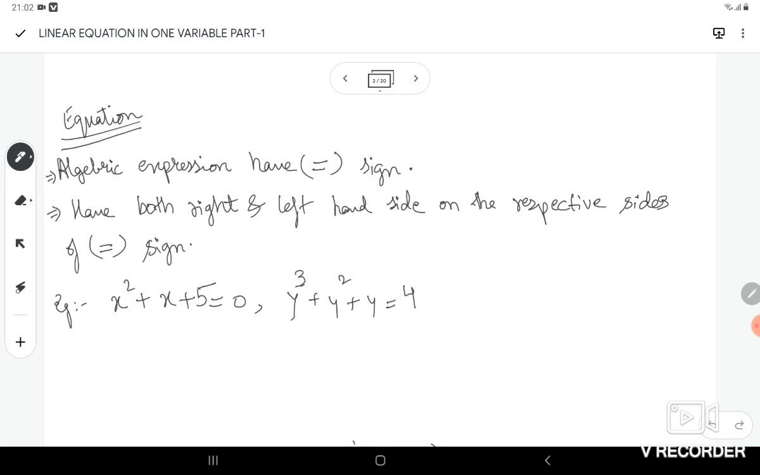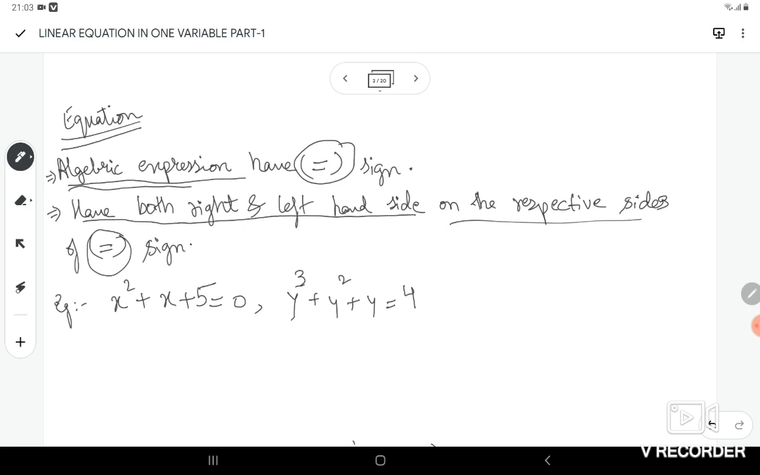Now next is, what is an equation? An equation is derived from an algebraic expression only. An equation is an algebraic expression having an equality sign, that is the equal to sign, and it has both a right as well as a left hand side on the respective sides of the equal to sign. Let us make it clearer by taking examples.